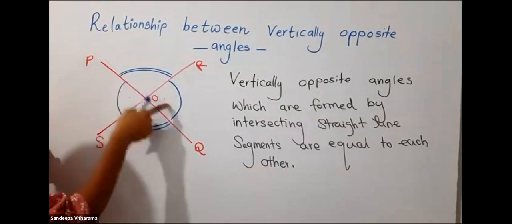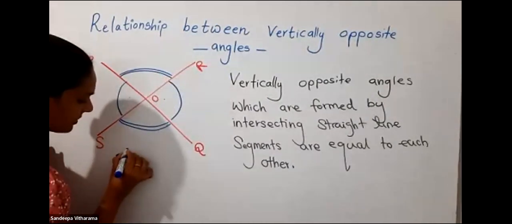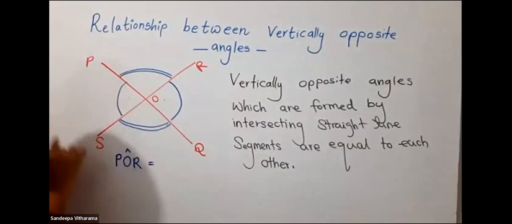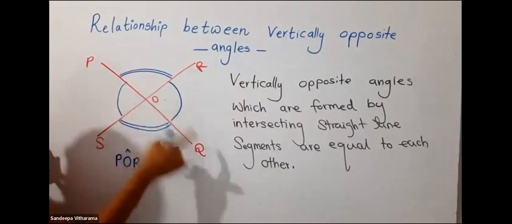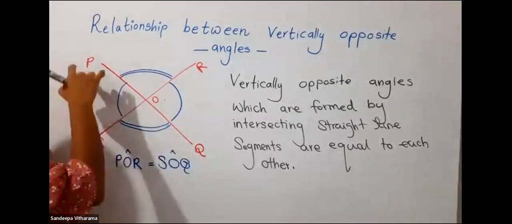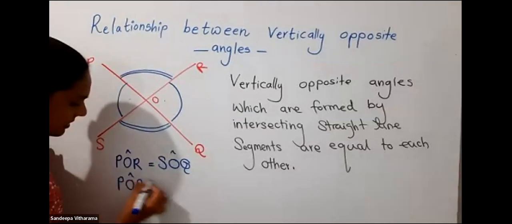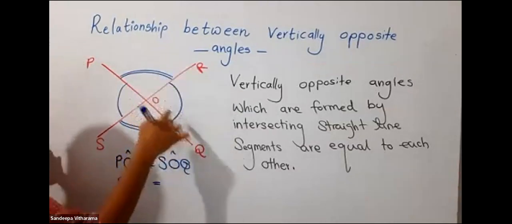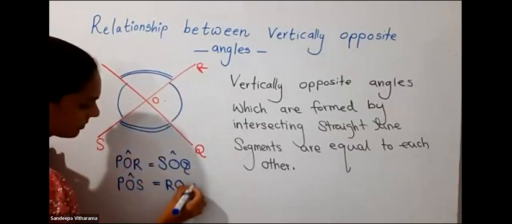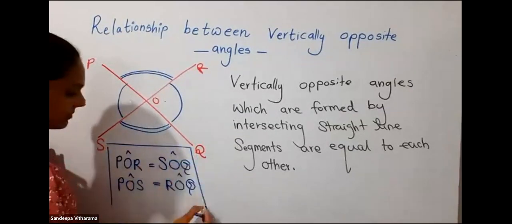Then angle TOR is equal to angle SOQ. Angle POS is equal to angle ROQ. This is the relation.